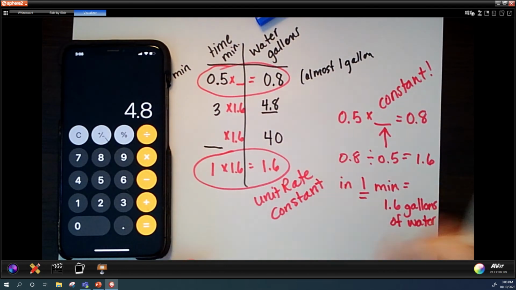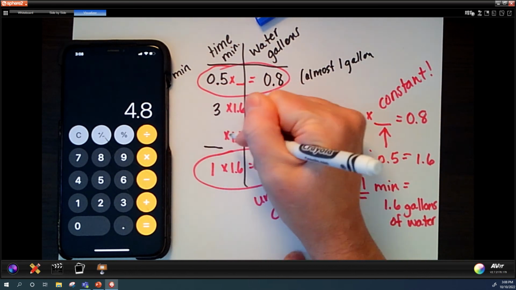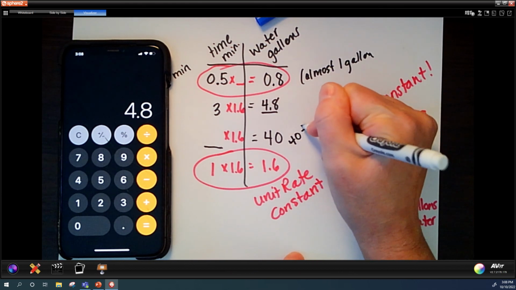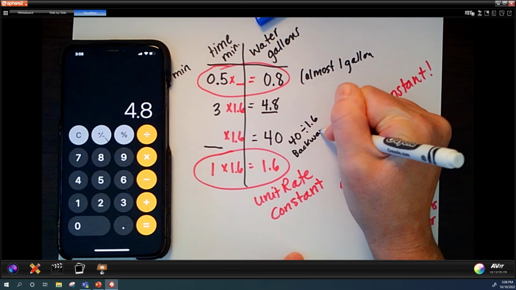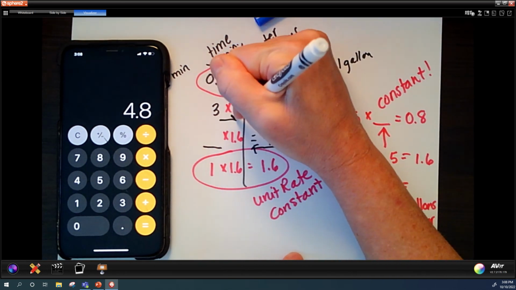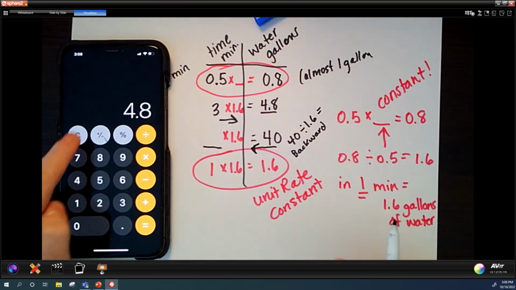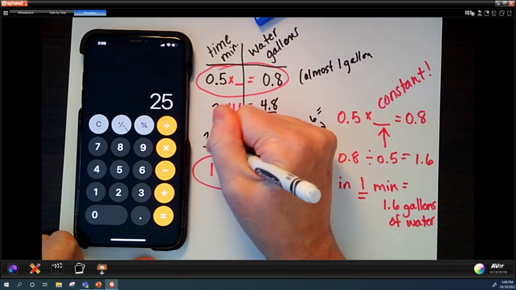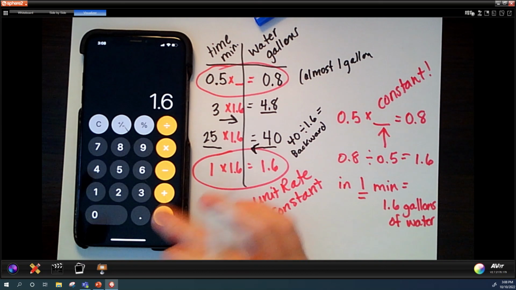Okay, now this one's a little harder because we have to go backwards. So it's finding the missing number. Something times 1.6 equals 40. So 40 divided by 1.6. We have to go backwards for this one because we're going in this direction, not this direction. This would be multiply. Backwards is division. All right, so 40 divided by 1.6, 25. And you can check it. Go forward. 25 times 1.6, 40.